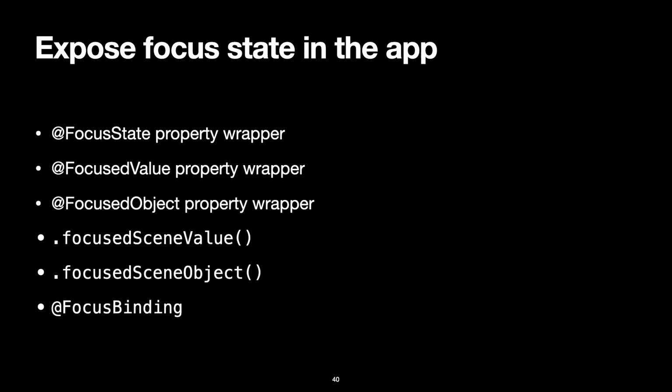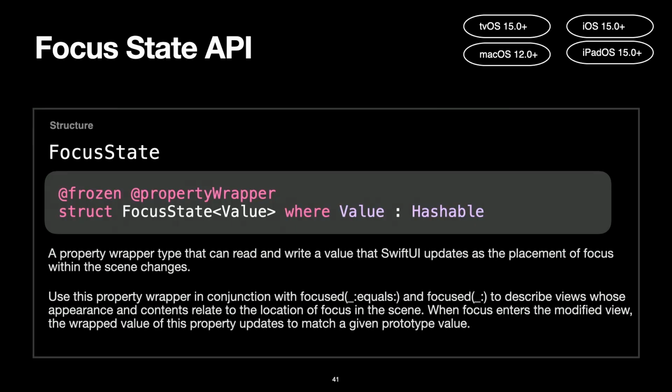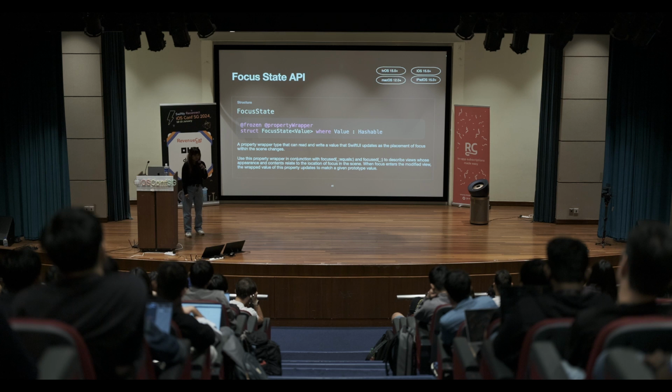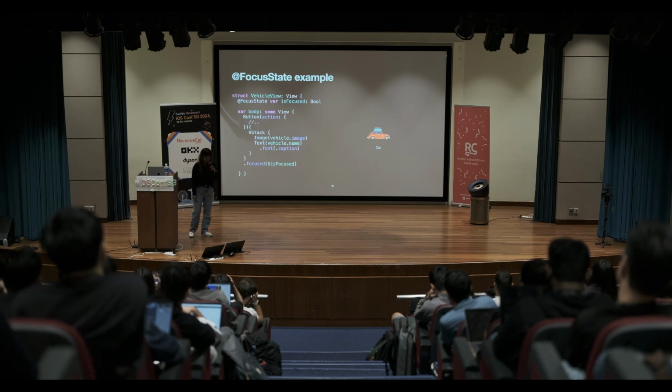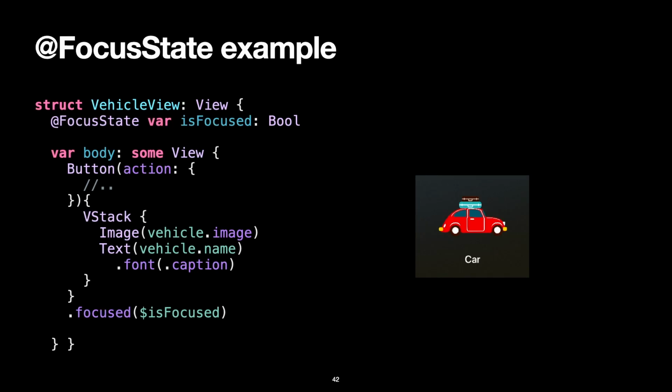To expose focus state, there are so many APIs. But let's not get overwhelmed. We're going to look at the most basic, simplest API, the focus state API. In simpler words, it can be used to access changes in focused elements on your screen. So that's what we're going to use it for. Jumping into the code, this is my vehicle view. Vehicle view, as we saw before, is a vertical stack of an image and a text, and it is embedded inside a button, as I mentioned before.